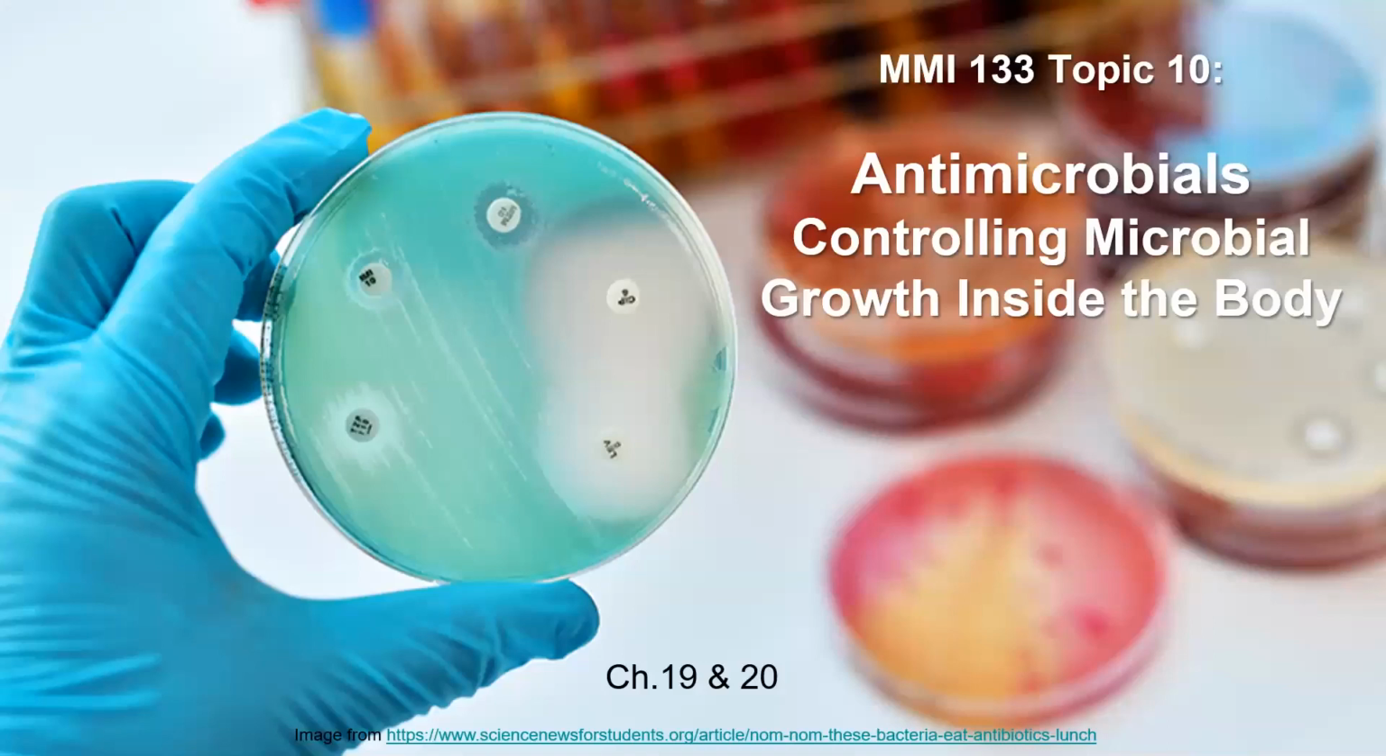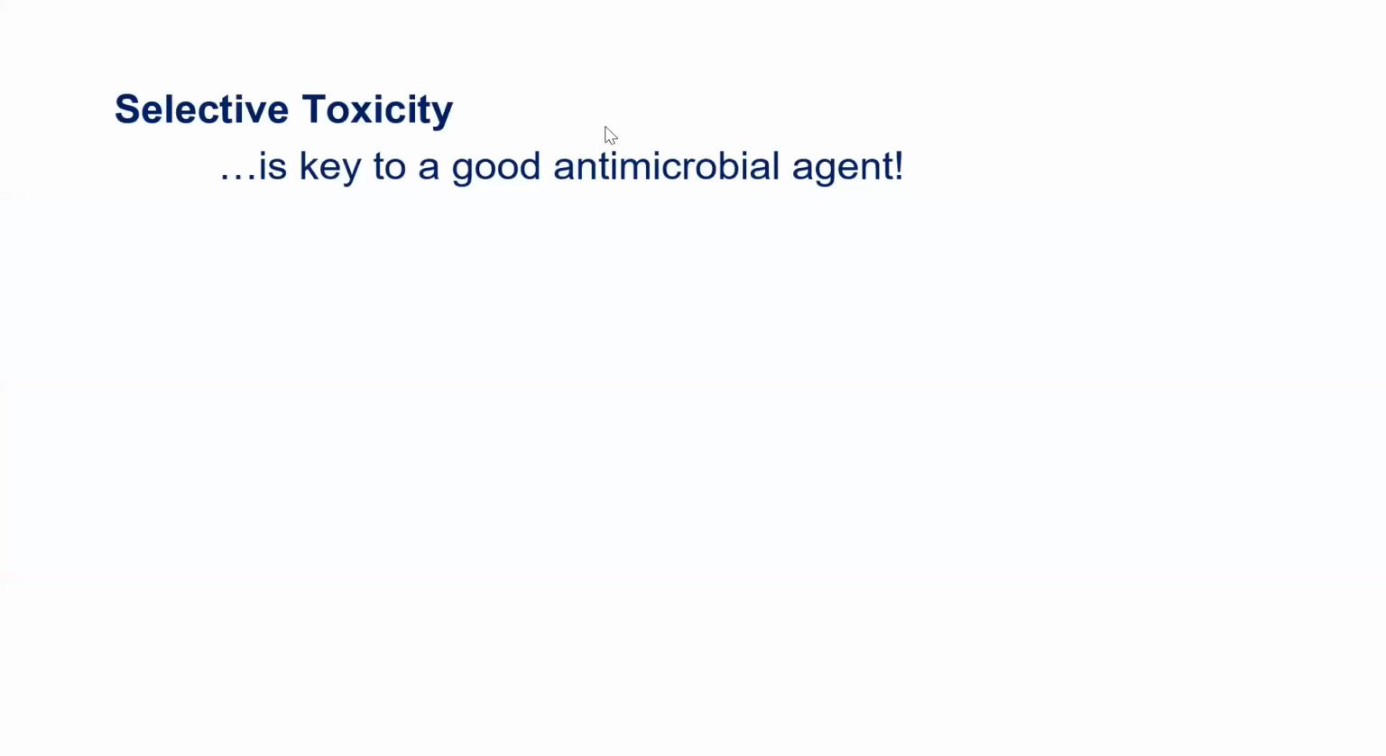All right, back to topic 10. So last time we talked a little bit about the history of antibiotic discovery, and we also talked a little bit about selective toxicity. So selective toxicity, if you remember, is this whole idea of the magic bullet, the whole idea that you are going to find a chemical or a substance that is able to kill the microbe and hopefully not have any effects, or at least minimal effects on the host.